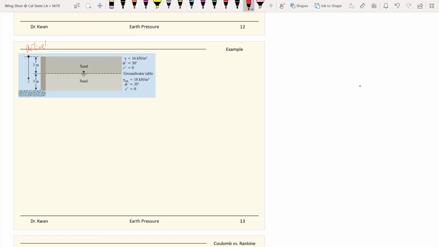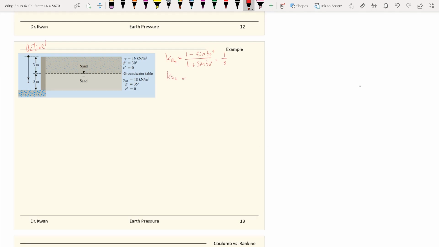So first, we want to find out the Ka values for each of the sand layers, and the other good thing is at least this is a level backfill. So if we use the Rankine method, the Ka value will be easy enough to find out for the two layers. So the first layer, the friction angle is 30°, which gives us a Ka value of 1/3.